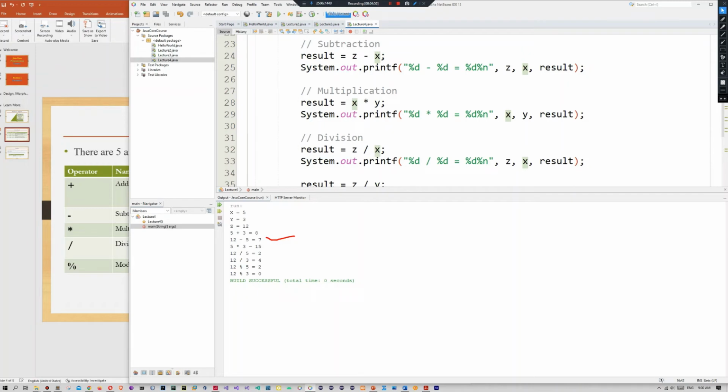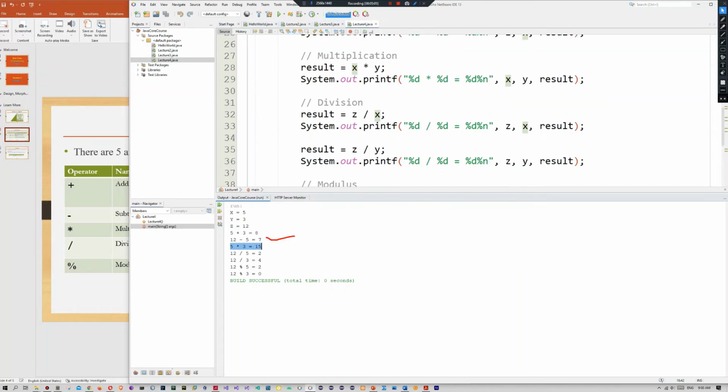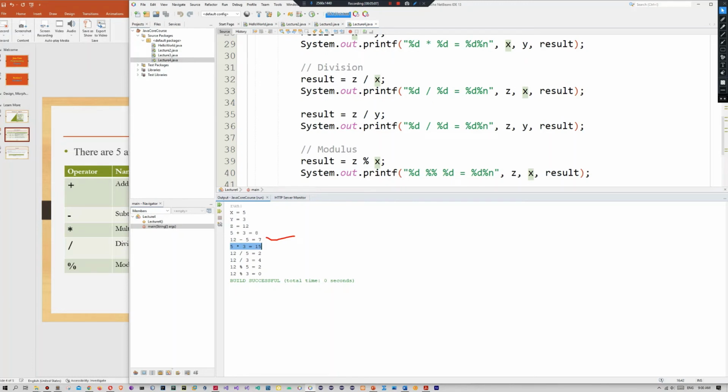Subtraction and multiplication. Multiplication, x multiplied by y: 5 multiplied by 3 is equal to 15. Okay, next, division. This is important to understand. Basically, this is integer division. In integer division, the decimal or fractional part is discarded.